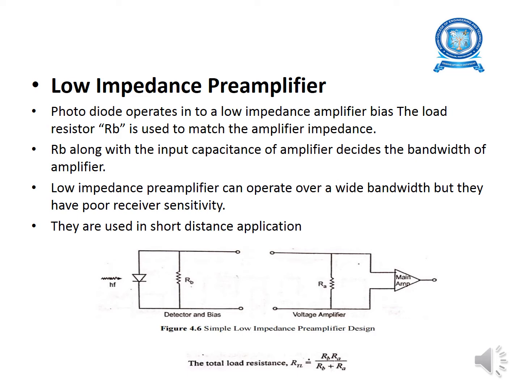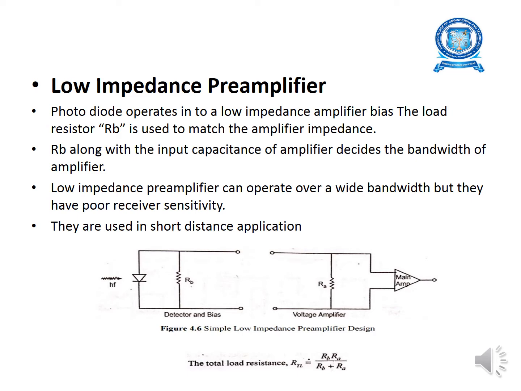The total load resistance RTL is given by RTL = RB × RA / (RB + RA). The low impedance preamplifier can operate over a wide bandwidth, but it gives poor receiver sensitivity. So they are used in special short distance applications where higher sensitivity is not a major concern.